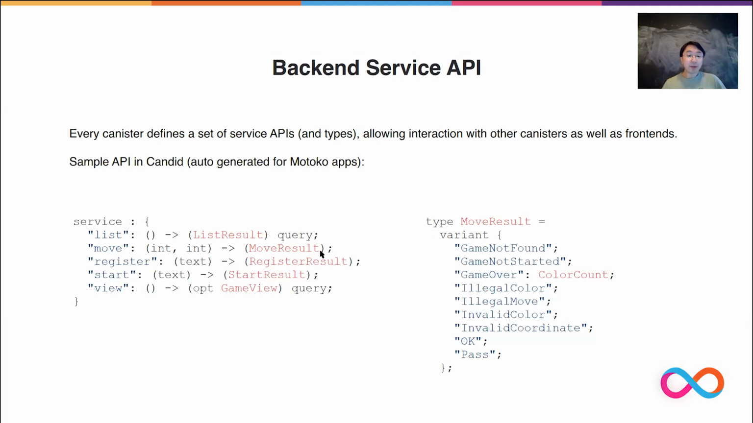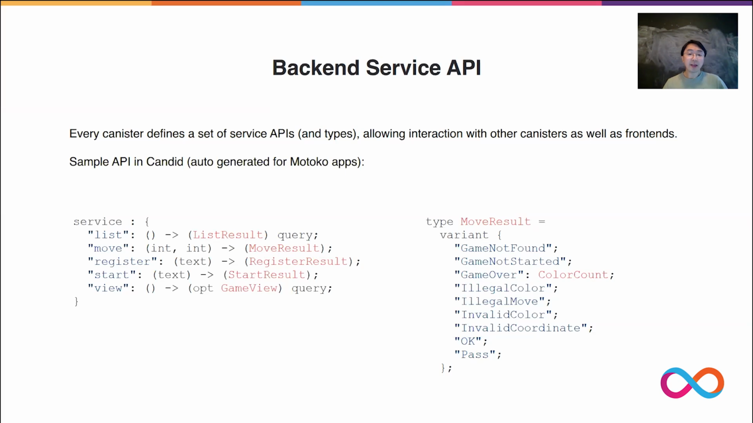These types are also described in Candid. So here's an example of a variant type, which is basically an enum. You can have a couple of different options like game not found, game not started, and game over. It can also carry an argument with an option.